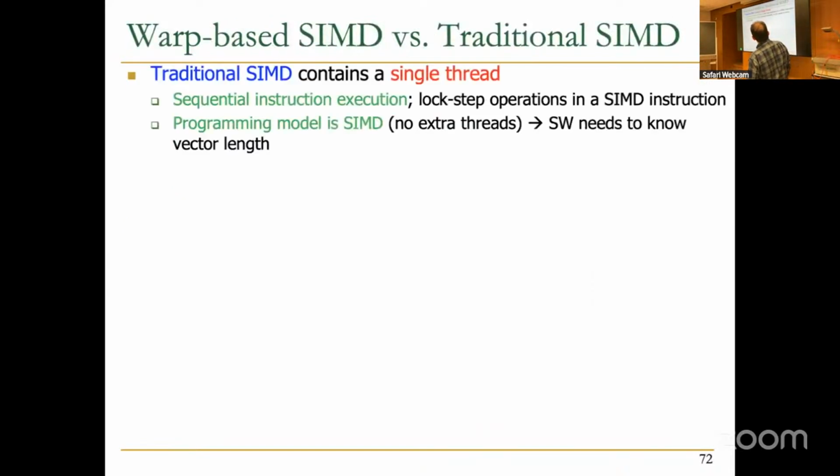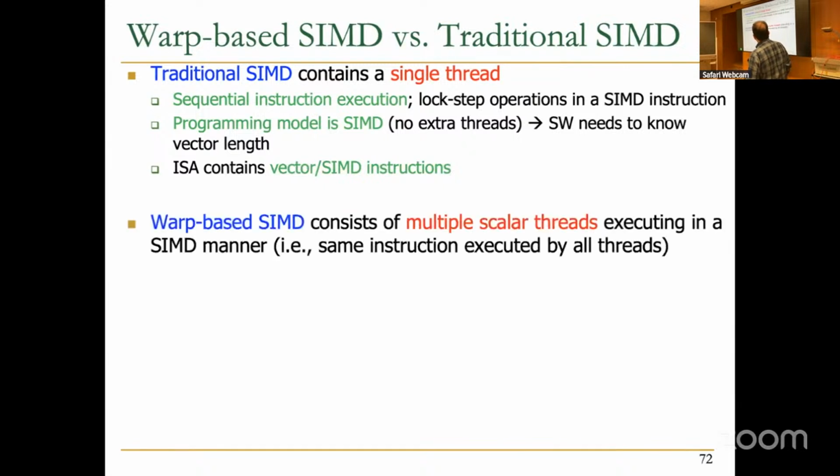Okay, so I think we already covered this. Traditional SIMD contains a single thread. Again, comparing warp-based SIMD and traditional SIMD: the ISA contains vector SIMD instructions. But warp-based SIMD consists of multiple scalar threads.